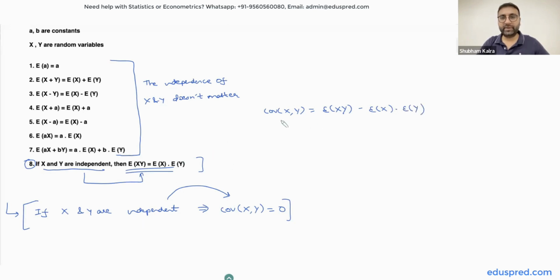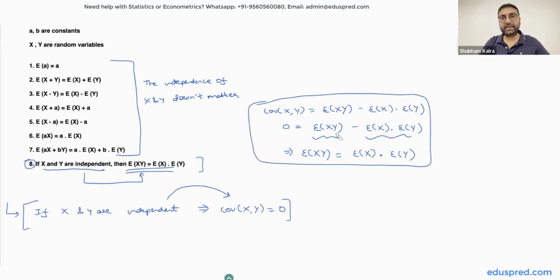Now, if your covariance is 0, that means expected value of xy minus expected value of x times expected value of y is equal to 0. So if the subtraction of these two is equal to 0, then both of them should be equal to each other. So the expected value of x times y should be equal to expected value of x times expected value of y. So this is your property number 8. But note that this property is dependent on the fact that the covariance between x and y has to be equal to 0. If the covariance between x and y is not equal to 0, this property will not hold. I hope this is clear, and this is all about the properties of expected value.